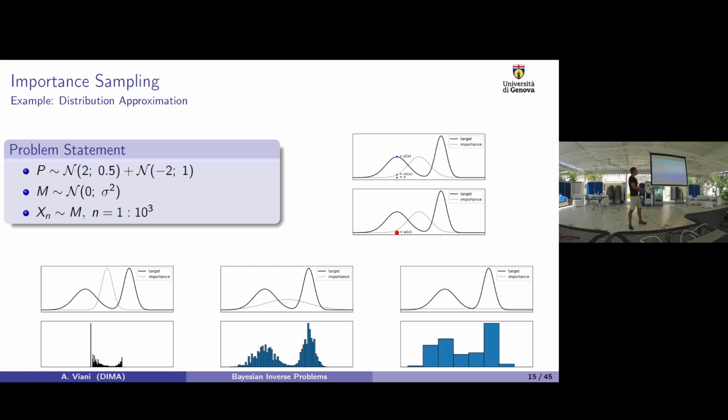The problem is that if I take the variance of the importance distribution too small, and here you have to think something like that, okay?